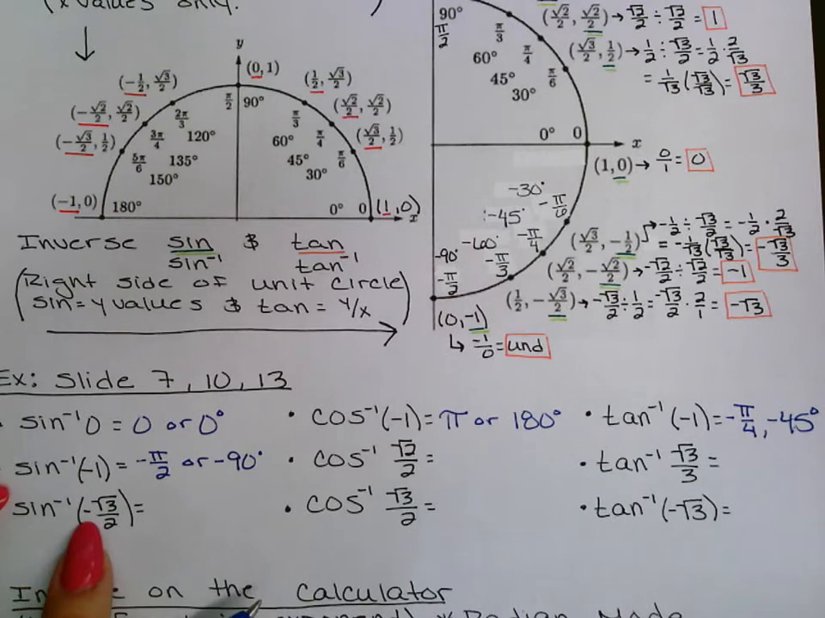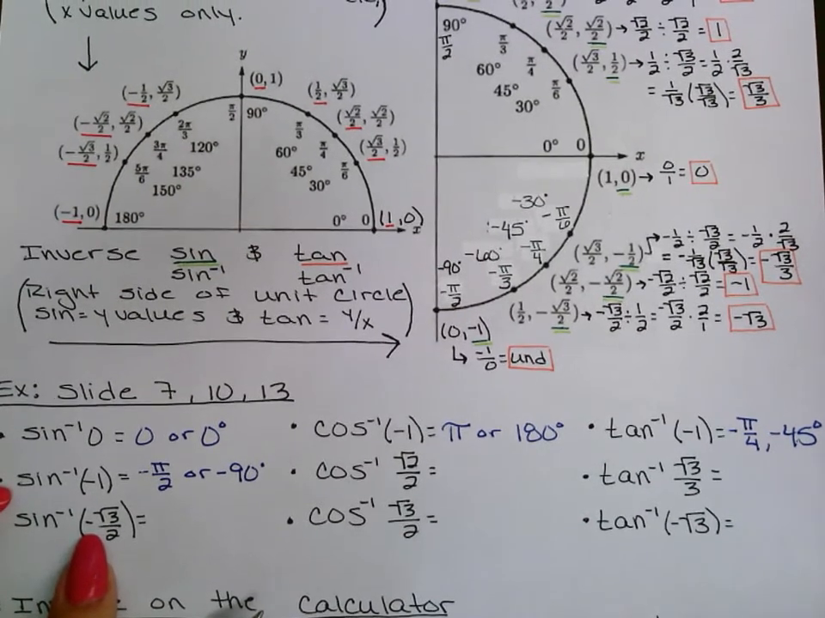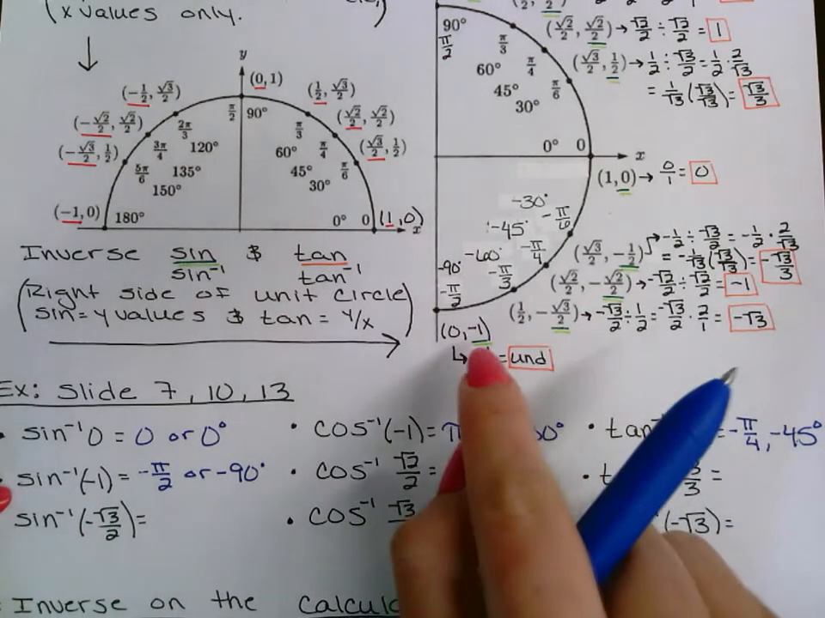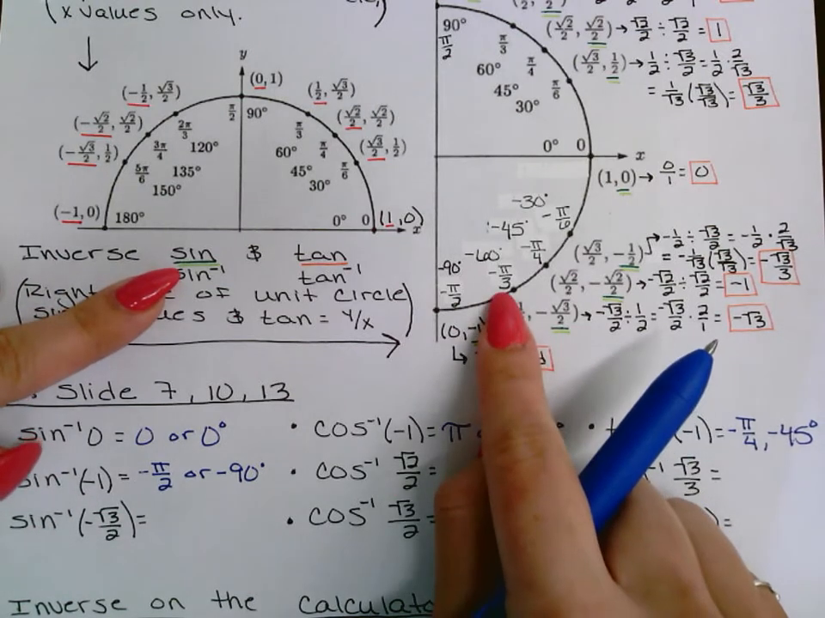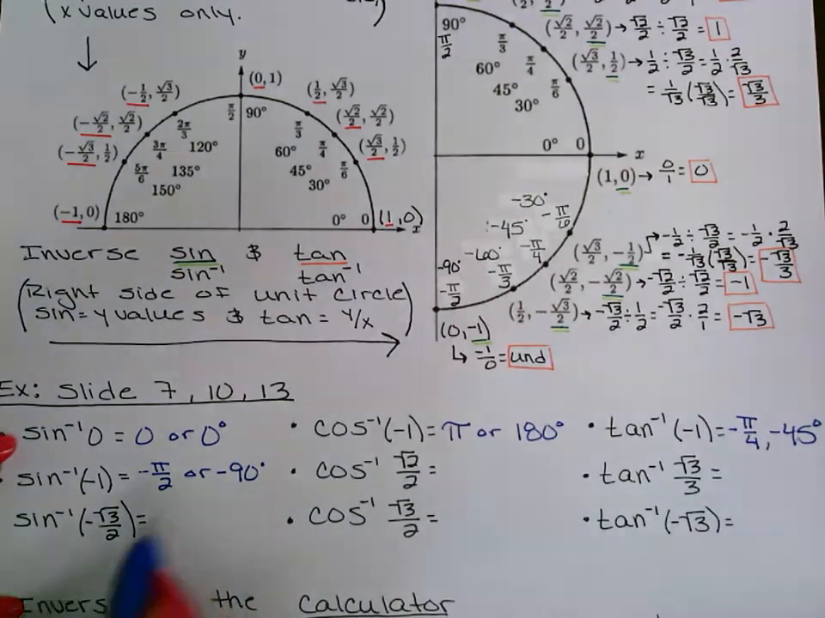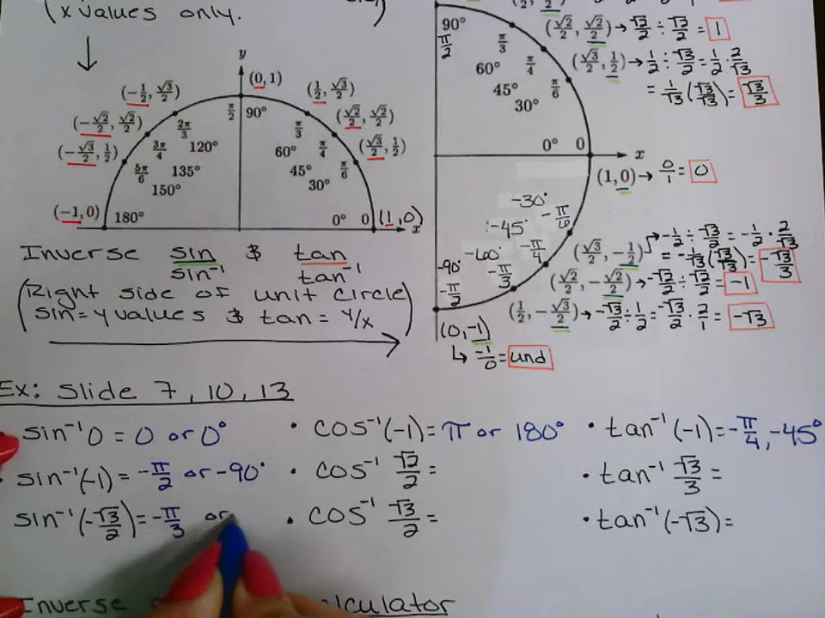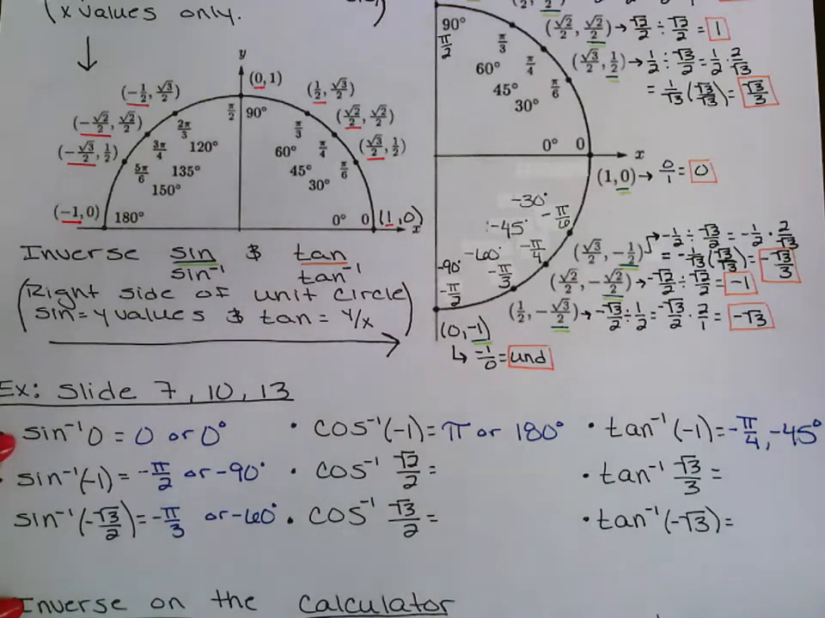Inverse sine, again, still looking at the right side. I'm looking for where my y value is negative radical 3 over 2. I know sine is negative on the bottom. Negative radical 3 over 2 in green for inverse sine is right here. So my answer is negative pi over 3 or negative 60 degrees.